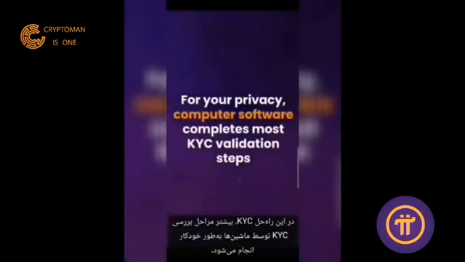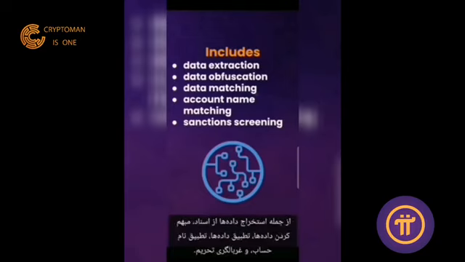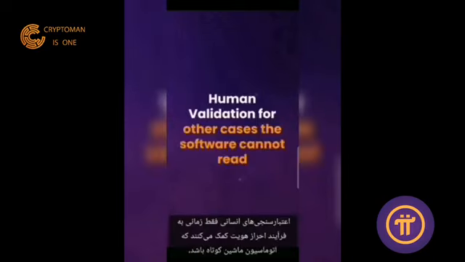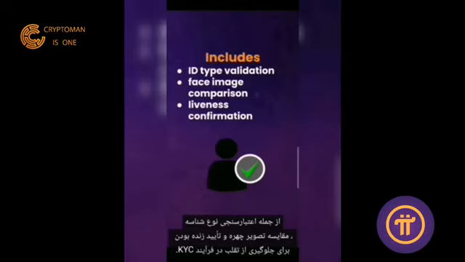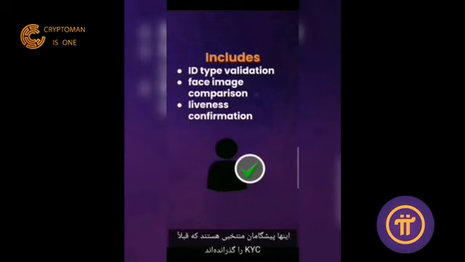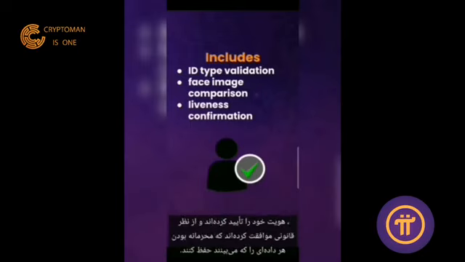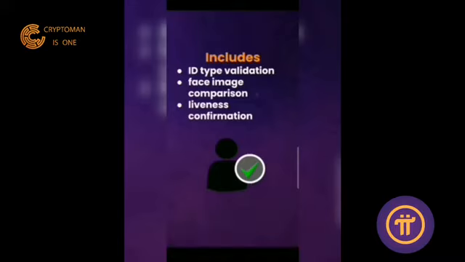In this KYC solution, most steps of a KYC check will be performed by machines automatically, including data extraction from documents, data obfuscation, data matching, account name matching, and sanction screening. Human validators will only help with the identity authentication process when machine automation falls short, including ID type validation, face image comparison, and liveness confirmation to prevent cheating in the KYC process. These are selected pioneers who have already passed KYC, verified their identity, and have legally agreed to maintain the confidentiality of any data they see.